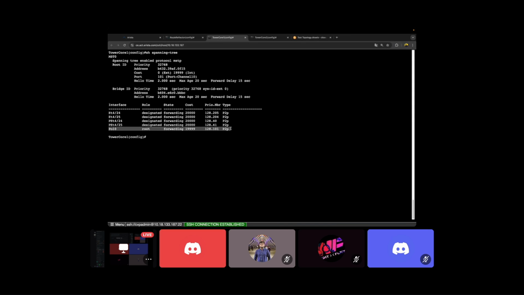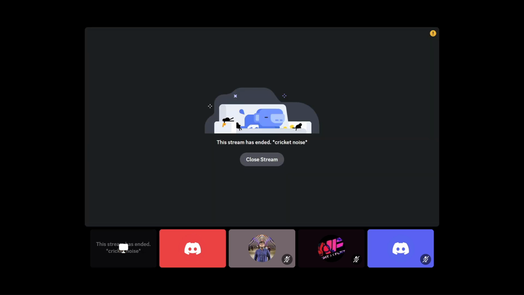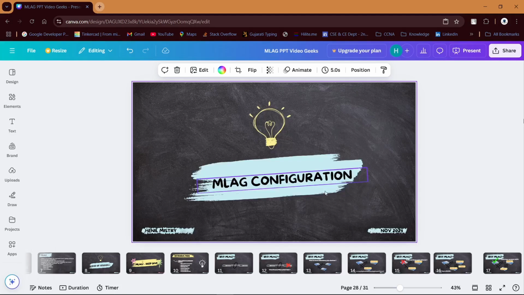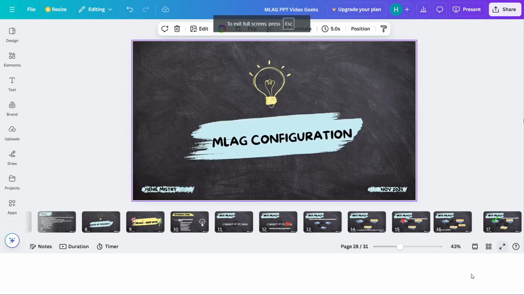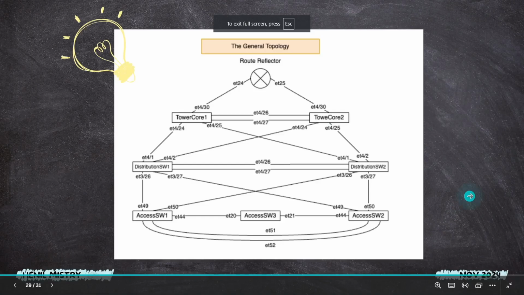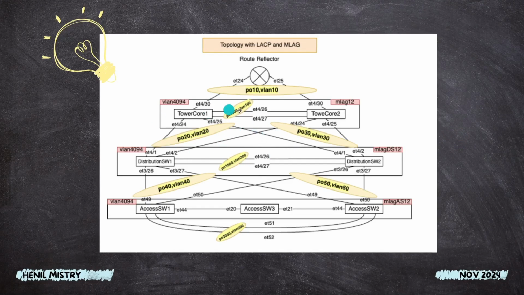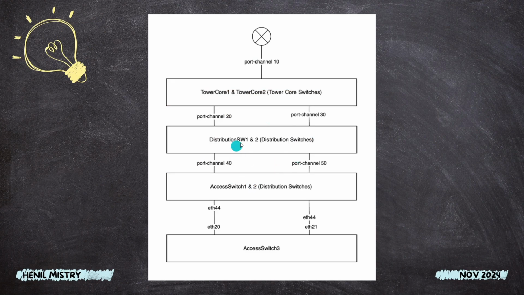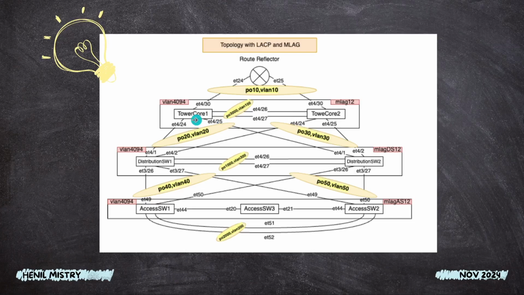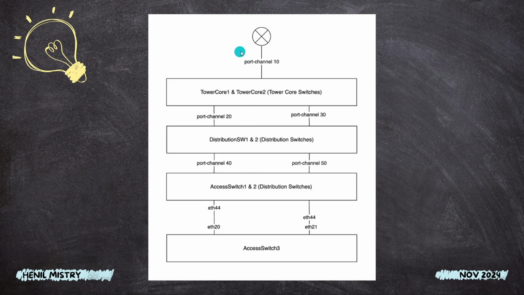And now I will just stop my screen share from here. And yeah, now this is the exercise for the audience. This is the topology. This is the final output that I want you to configure, and this is how it will look. So when you configure MLAG on these three tower core groups, it will look like this. That is it from my side.